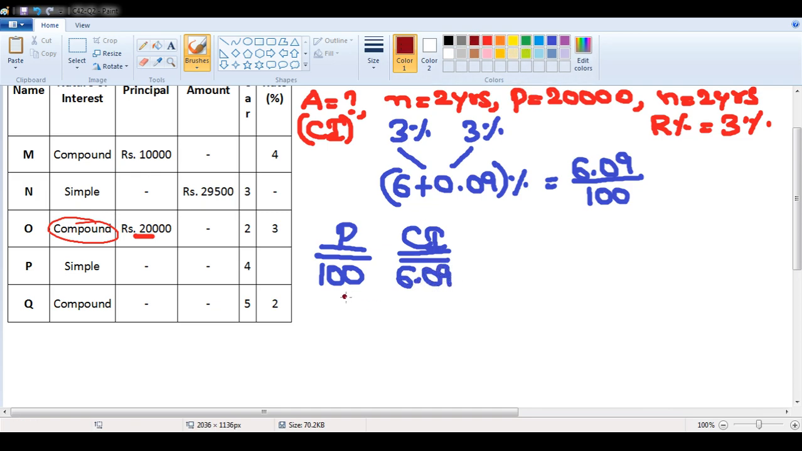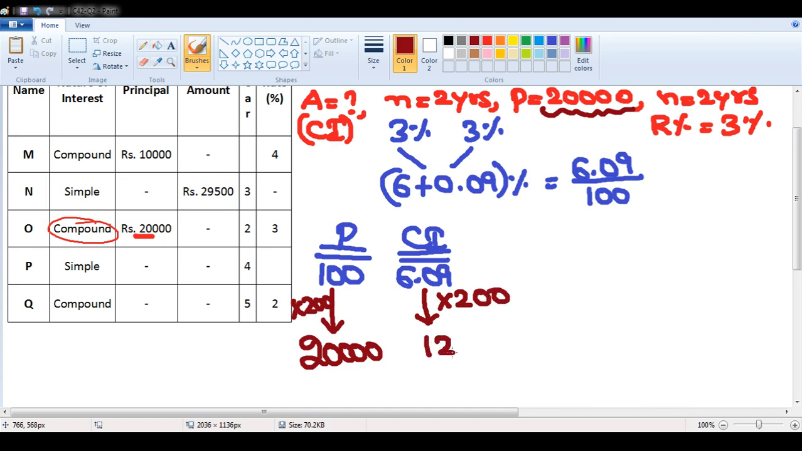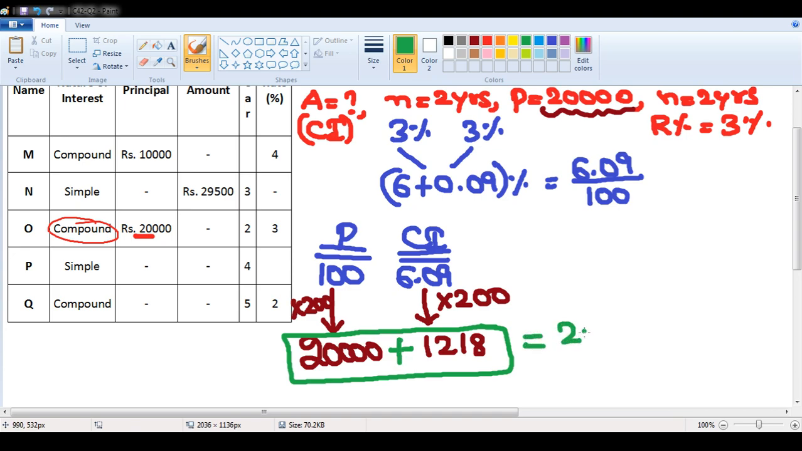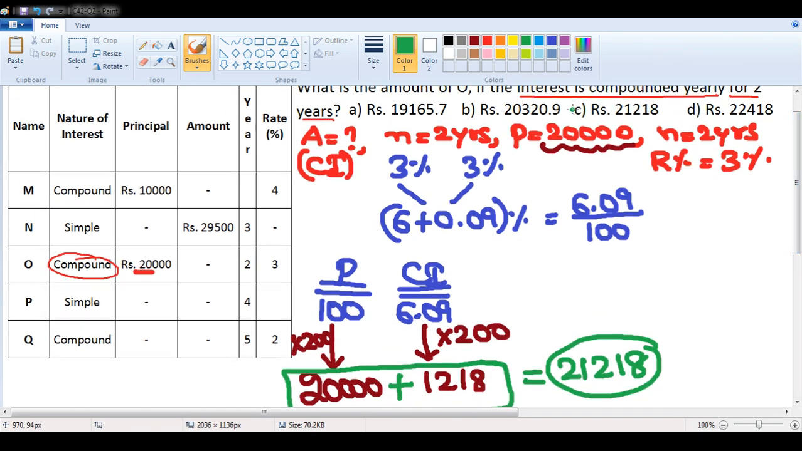But according to the question, principal is not 100. Principal is given as 20,000. 100 should become 20,000, multiply by 200. 6.09 also multiply by 200. It is 1218, right? But they are asking you the amount. Amount is nothing but combination of these two. 20,000 plus 1218, 21,218. Answer is 21,218. In case of compound interest, rate of interest is always successive.